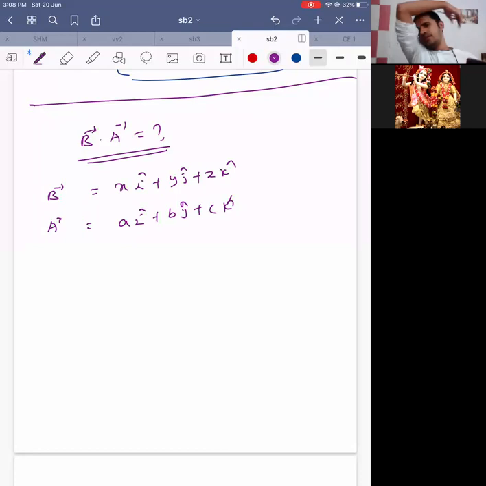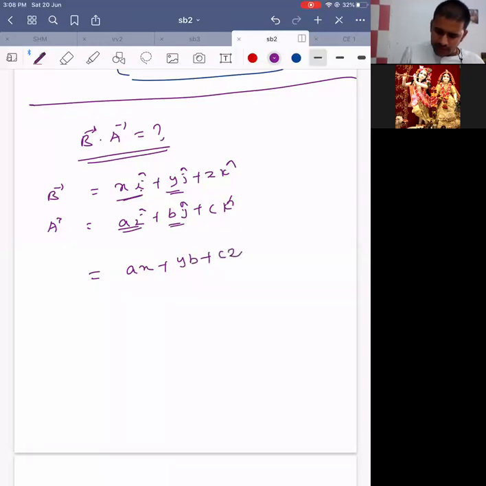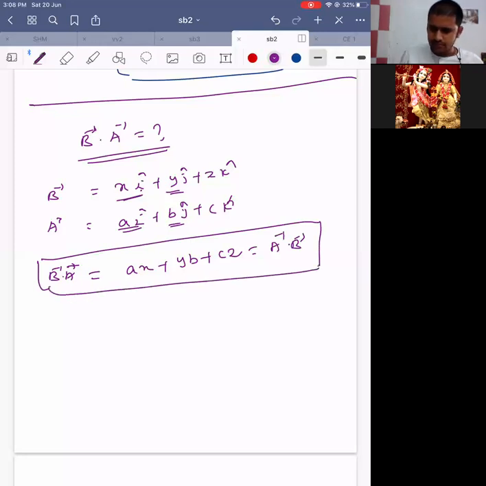b bar dot a bar is equal to ax into ax, plus the y component, by plus cz. So b bar dot a bar, both are same. So a bar dot b bar is equal to b bar dot a bar.